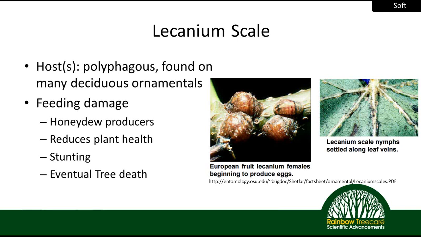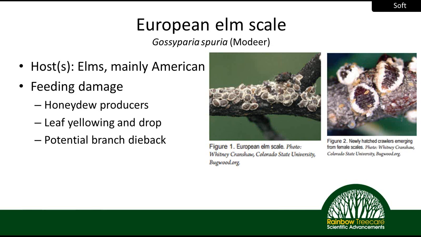Also, for European elm scale, it's another insect that I wanted to go over. This is particularly an issue on elms in Denver, where these scale insects, in some cases, have actually become resistant to imidacloprid, which is how much of an issue they are because they've been so overly treated and cause a lot of economic damage. They mainly attack elm trees, mainly American elms. They do produce a lot of honeydew.